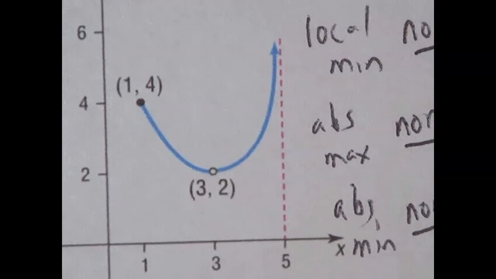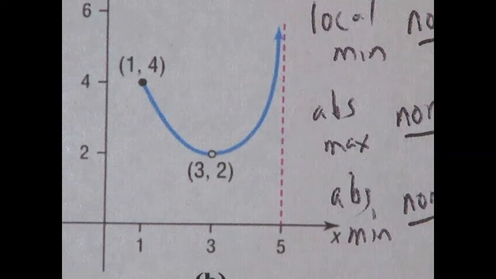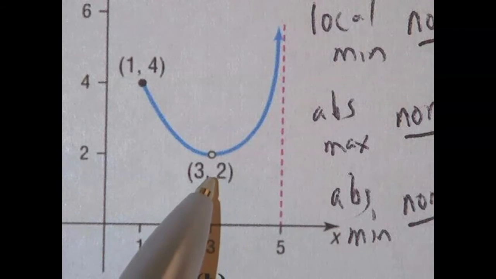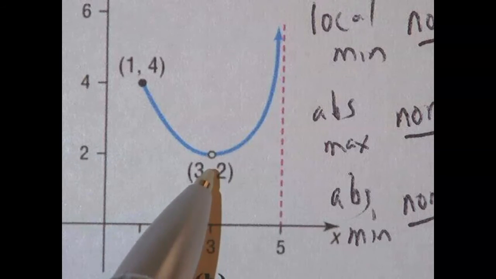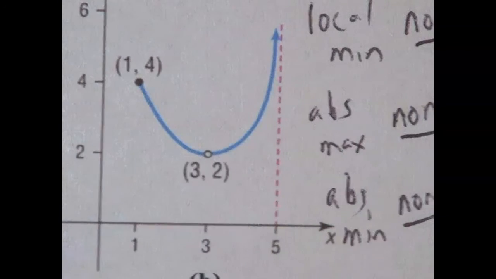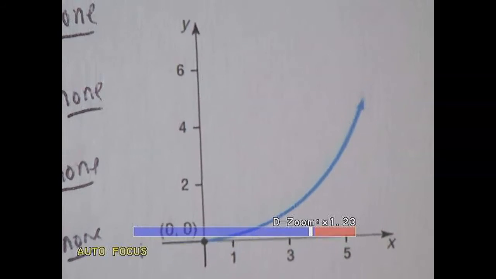As far as an absolute min, there's no lowest point. Nobody can say what is the lowest y value on this graph. You can say that it's just a little bit higher than 2, but you can't say what it actually is. You can't say 2.1 because there's also 2.001 that's even lower. So there is no lowest point on this graph. Okay, so that's where there's no local or absolute min. It's the same reason for local and absolute, actually.